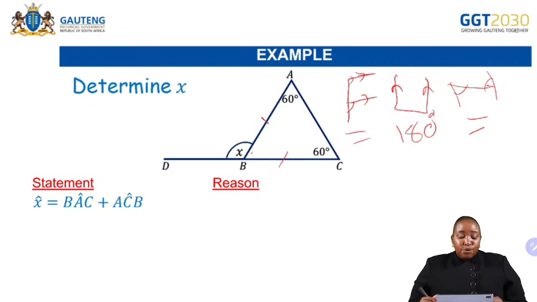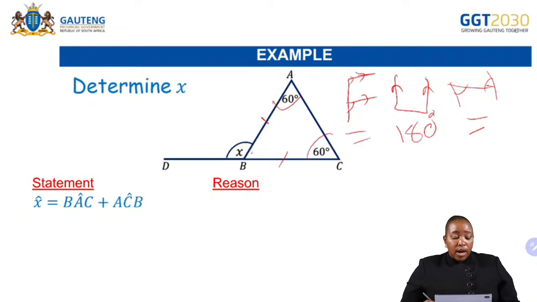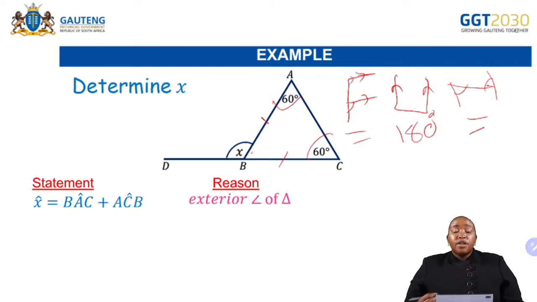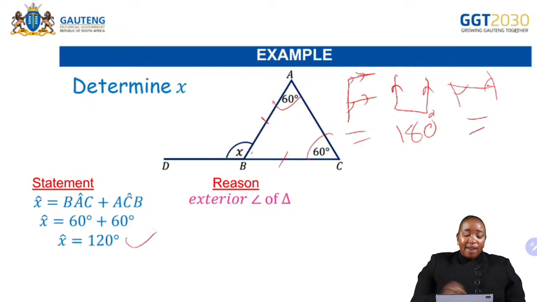All right, so to find angle X, what are we going to say? We are going to say angle X is equal to the two interior angles that are opposite angle X, and those angles are angle BAC, which is this angle here, as well as ACB, which is that angle there. All right, remember we are using our exterior angle sum theorem. All right, and from there you'd give your reason as exterior angles of a triangle, and from here you substitute the values that you were given for these two angles, and X would be equal to 120 degrees. Well done if you have that.